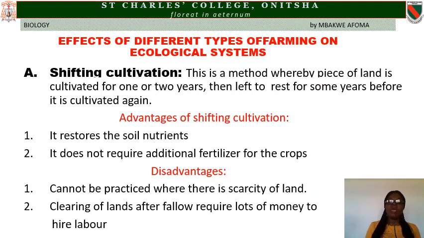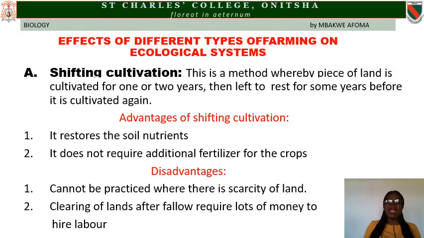It also adds to fertility. It helps to increase the fertility of the soil. Is that clear? Even it helps to control erosion, because those vegetation will not allow erosion to occur on that soil. Then disadvantages here is that you cannot practice this type on the places where you have scarcity of land. It's only those people that have plenty of land will practice this type.